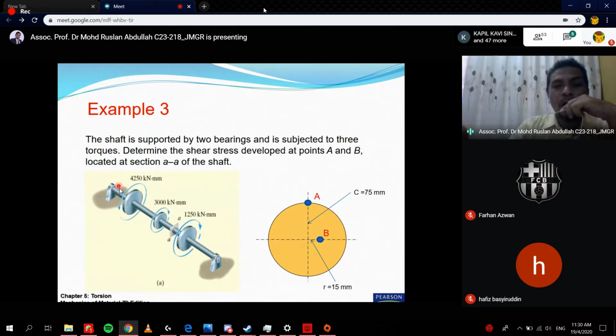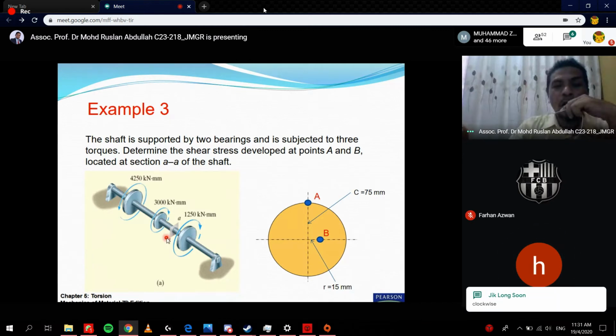The same thing here. You can use the same process on the section. So let's say this one equals 4250. This is anti-clockwise. Here is clockwise. So 4250 minus 3000 equals 1250. So 1250, which direction? If we take this section, which direction? Is it clockwise or anti-clockwise when you cut here?